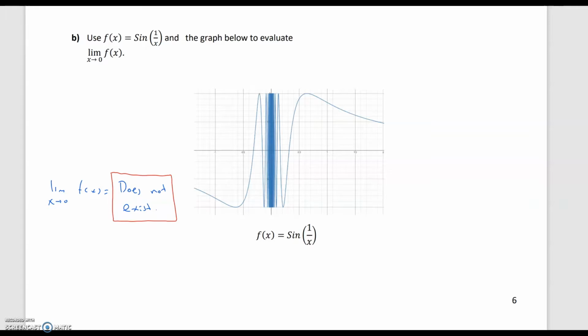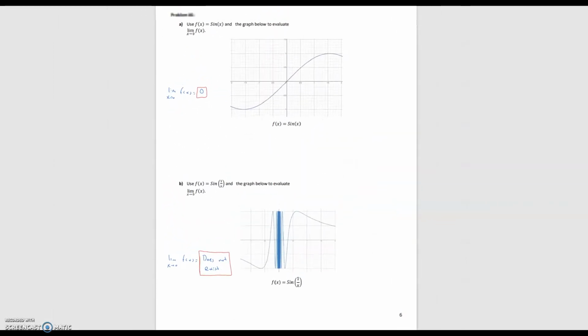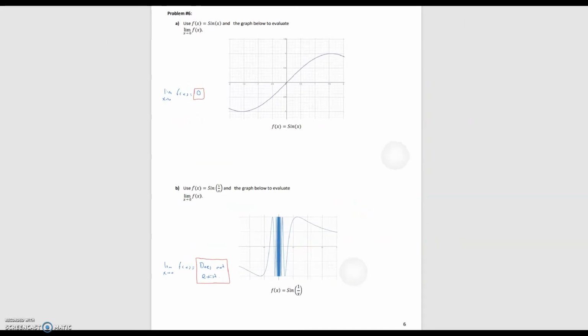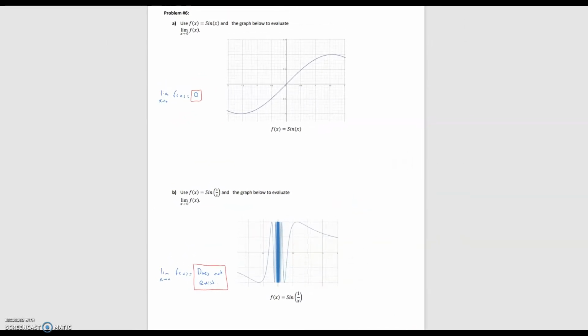That's actually it. If it's asking for a justification, we could just say, well, the function oscillates between -1 and 1. That's actually it for this one.